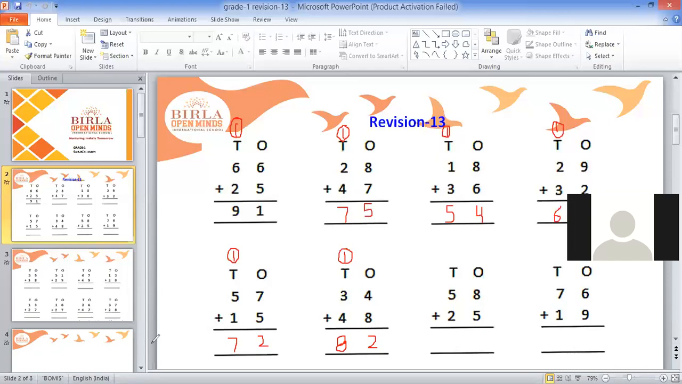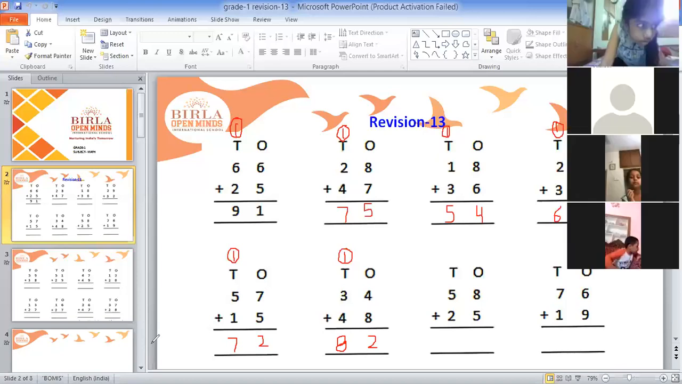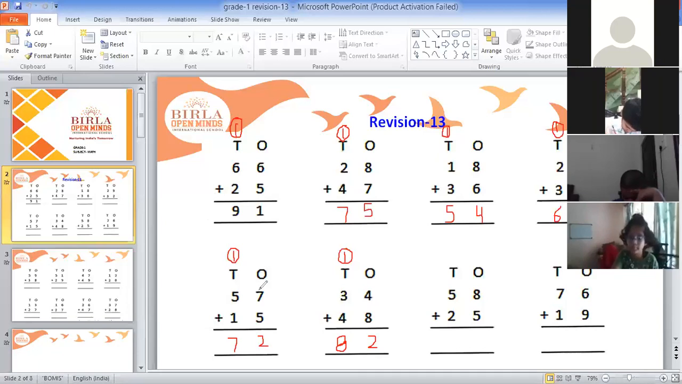So tell me, what are the numbers in ones place? 8 and 5. Very good. So 8 plus 5, how much? Start counting after 8 and show me your 5 fingers first. Ayansh, I can see you. Show me your 5 fingers.